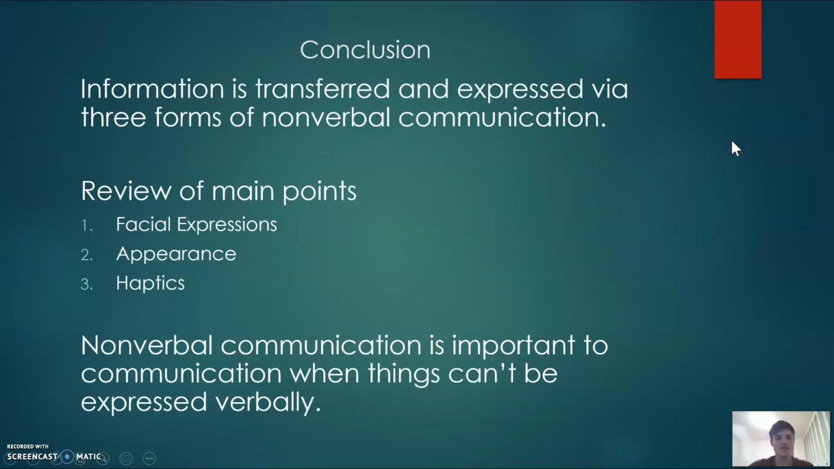And like I said earlier, information is transferred and expressed via three forms of nonverbal communication. The first thing I covered was facial expressions. So, how people, things like their eyebrows, if their face is red, stuff like that on their face, eye contact, how they talk or in what tone they talk. The second thing I went over was appearances. So things like gestures, their posture, or spacing can show how someone feels.